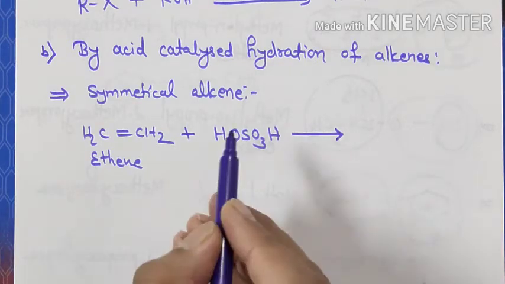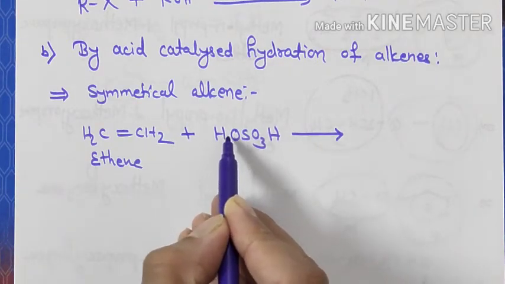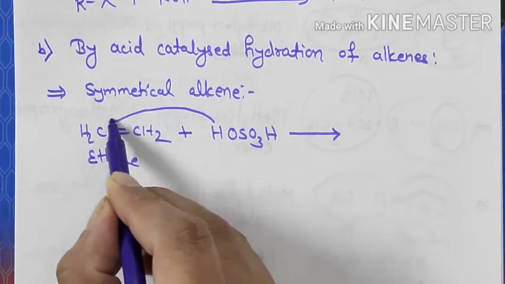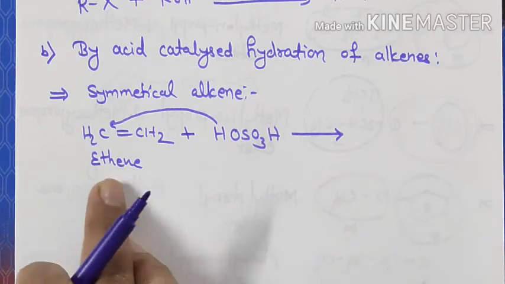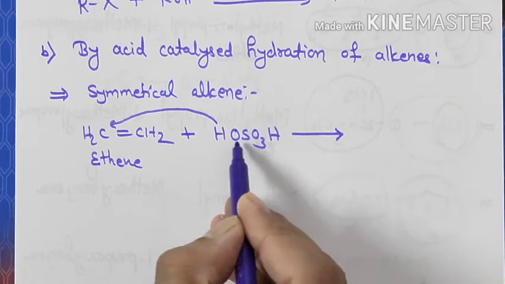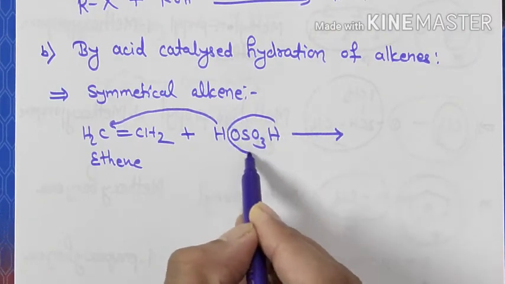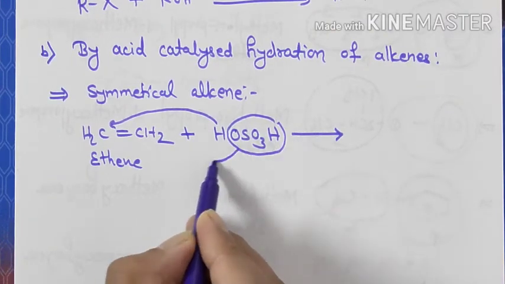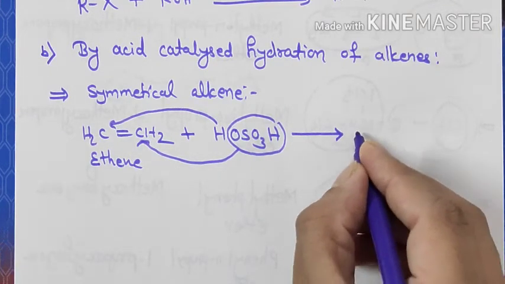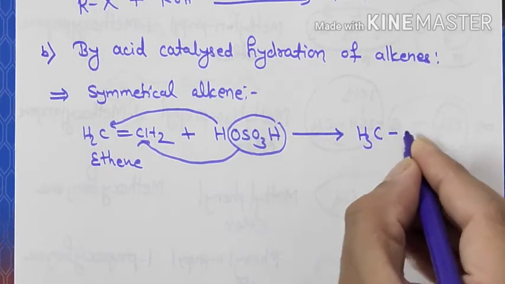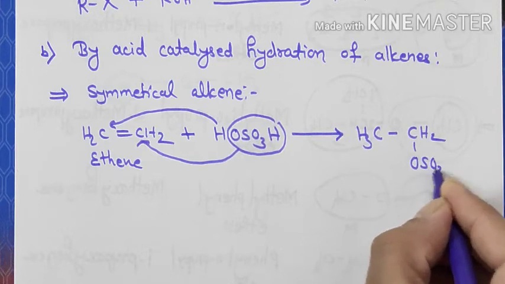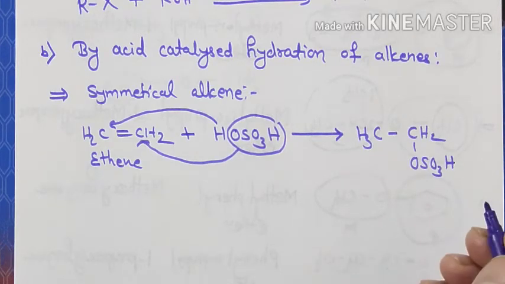what happened? See, the bond between hydrogen and oxygen breaks. This H comes to this carbon. Anywhere it can go because it is a symmetrical alkene, right? It can go anywhere, student. And this whole part will go to obviously this carbon, right? And the product will be H3C-CH2-OSO3H. This will be the product.